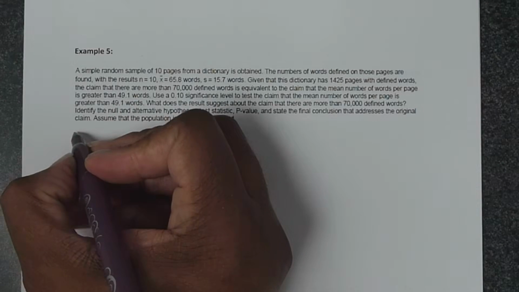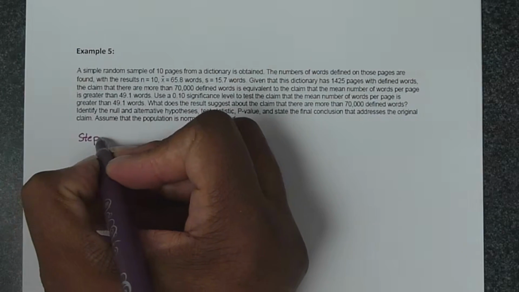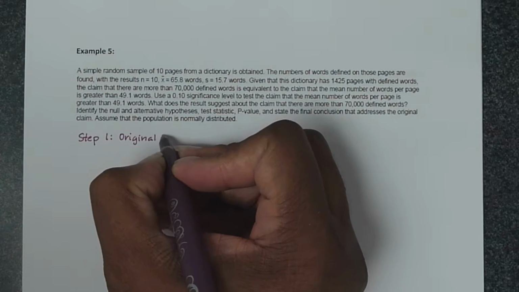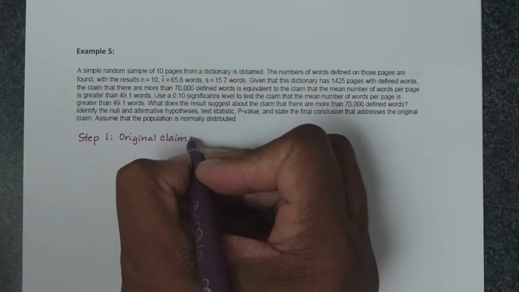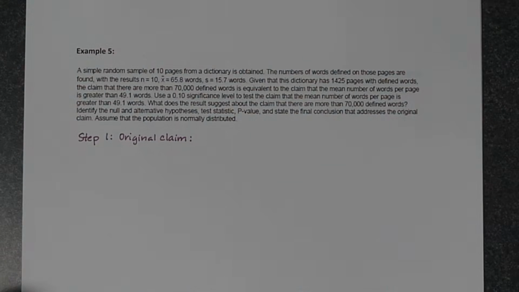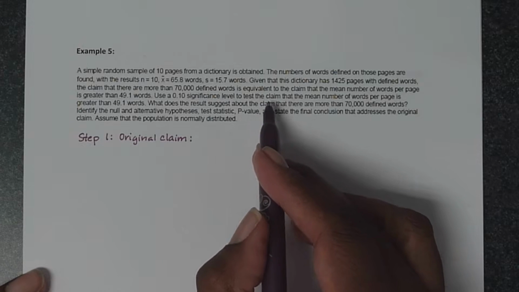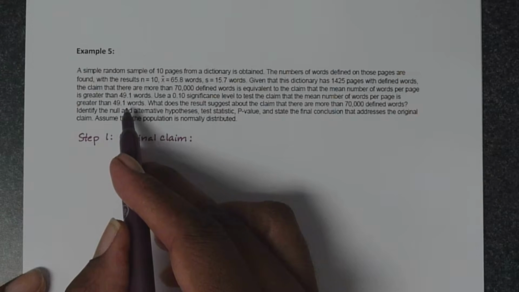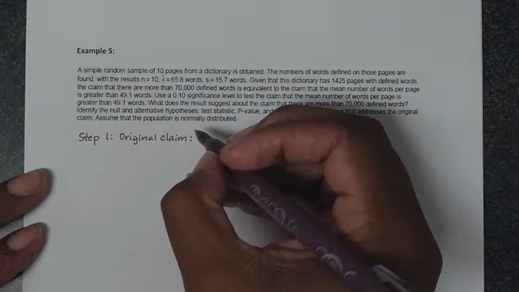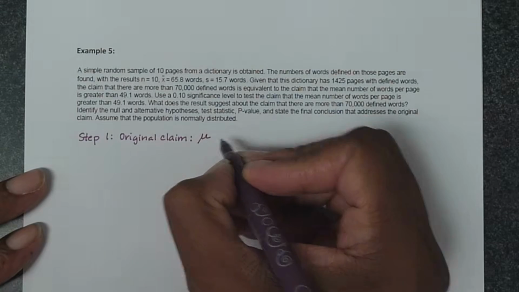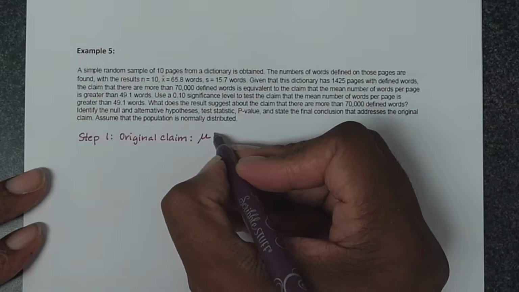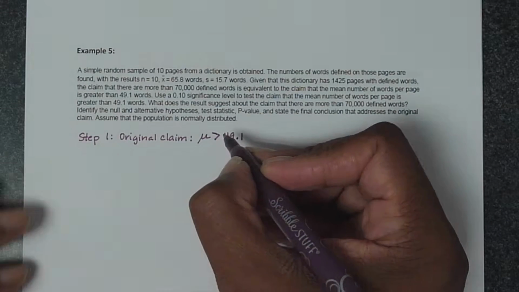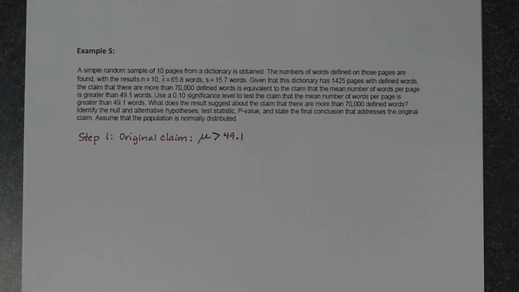So like in step number 1, let's first identify the original claim. Now the original claim has to be written in symbolic form. So here we're testing the claim that the mean number of words per page is greater than 49.1 words. So we're dealing with the mean in this case, so that's going to be your Greek letter mu. Is greater than is this symbol, than 49.1. So mu is greater than 49.1.